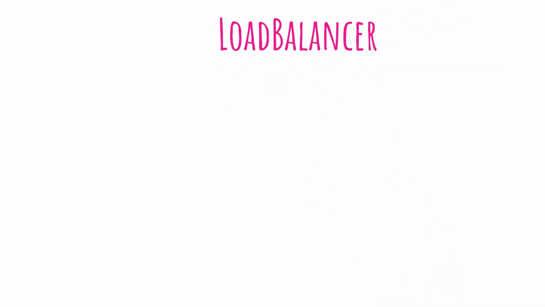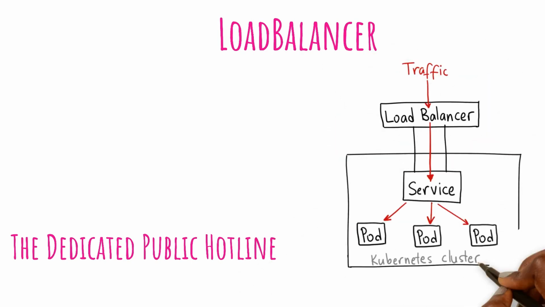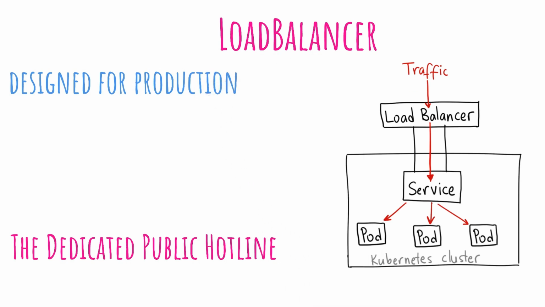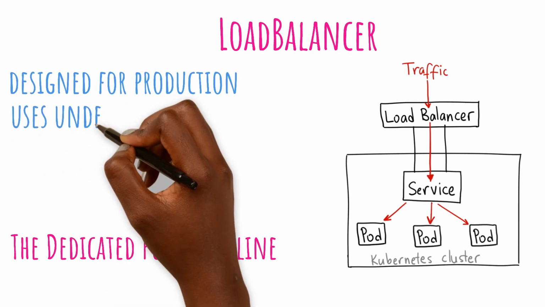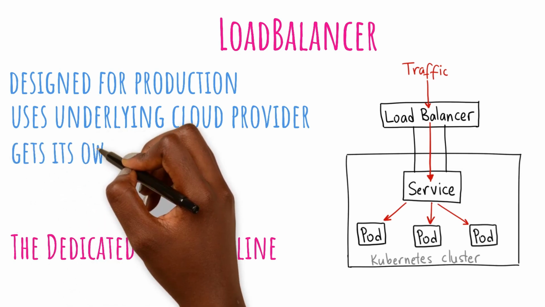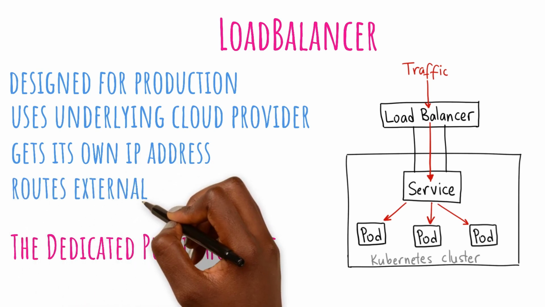LoadBalancer is going to be your dedicated public hotline. This is the service type designed for production. When you create a load balancer service, it automatically provisions a public-facing load balancer from the underlying cloud provider such as AWS, Google Cloud, or Azure. This load balancer gets its own dedicated public IP address and can intelligently route external traffic to your service.